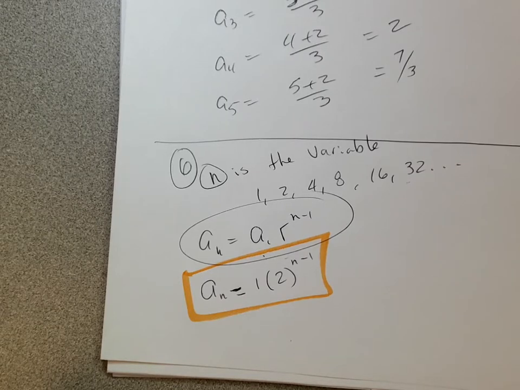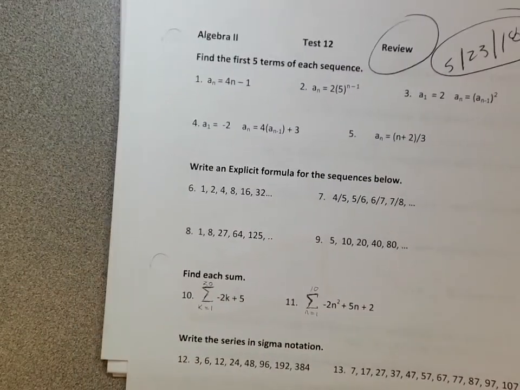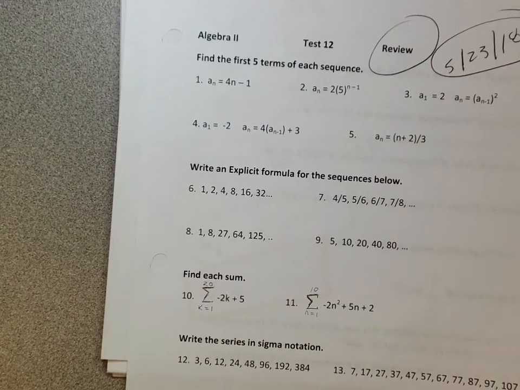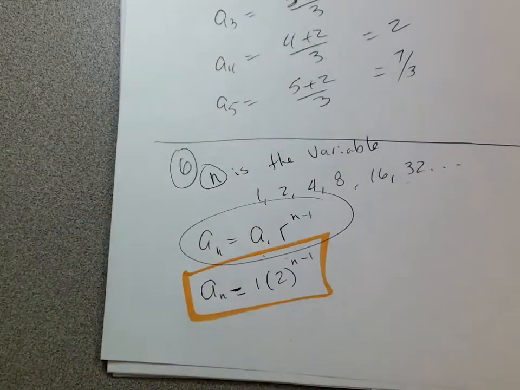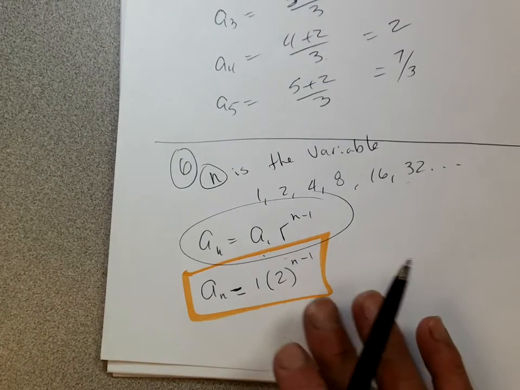Would it work if you did that sign that said the previous term and then multiplied by 2? Yes, you could do that, except it says explicit formula, not recursive formula. There's a difference. Recursive is the other one.